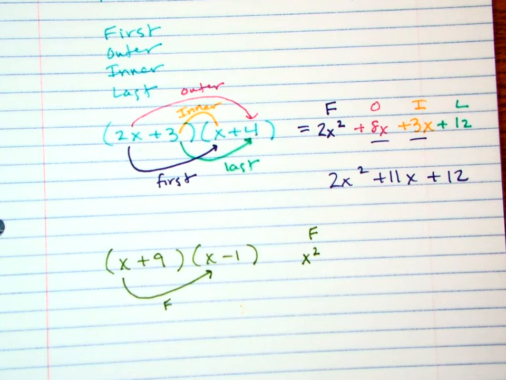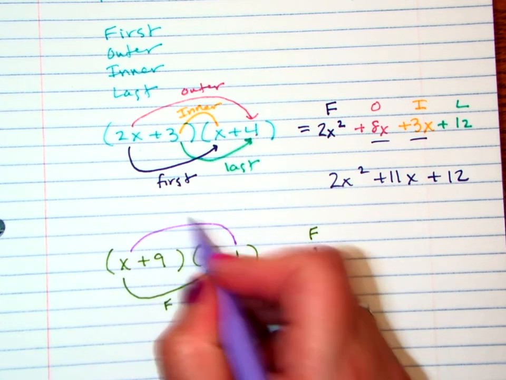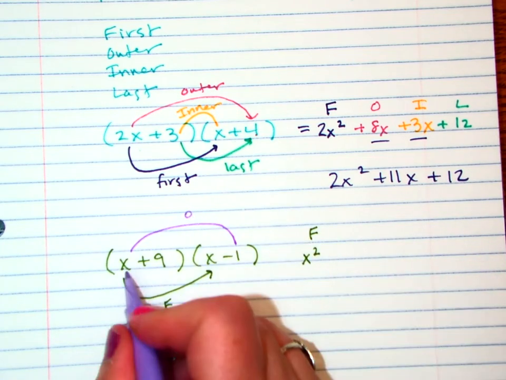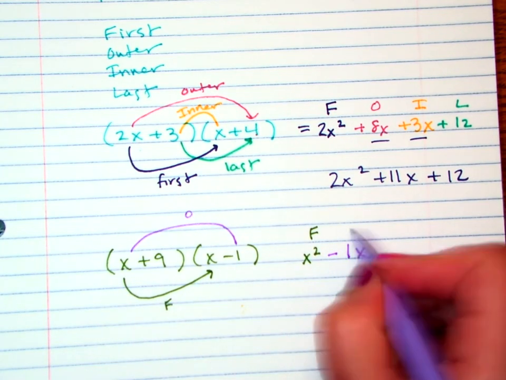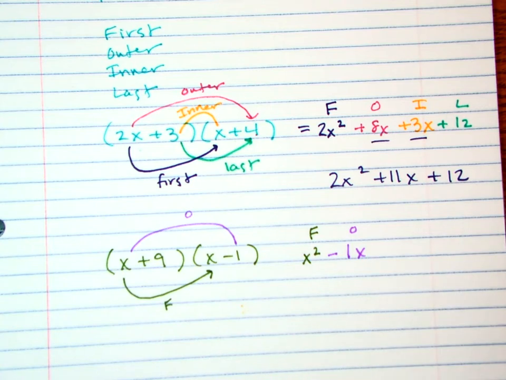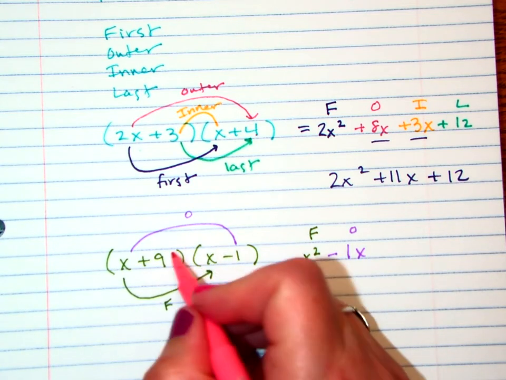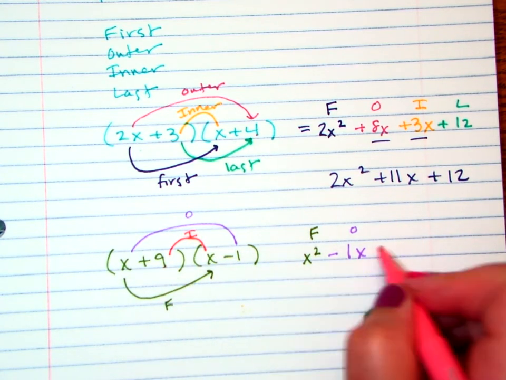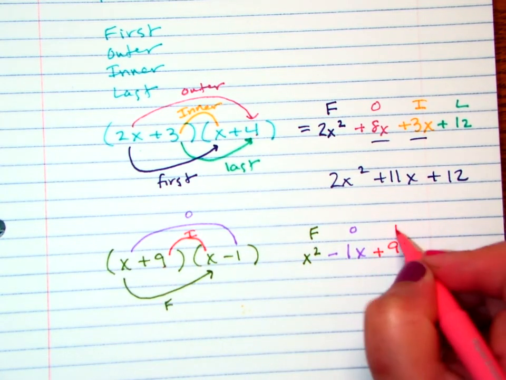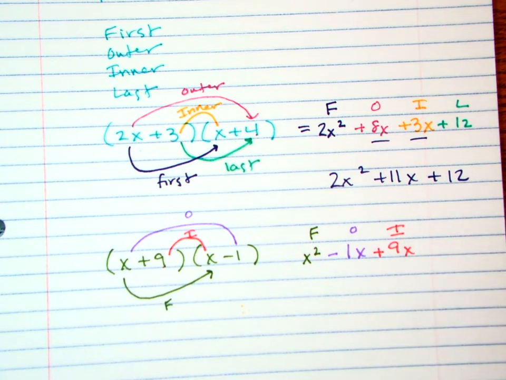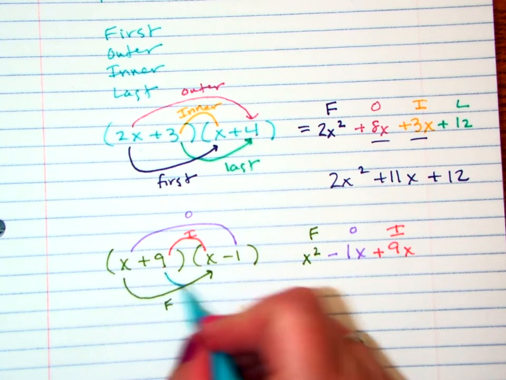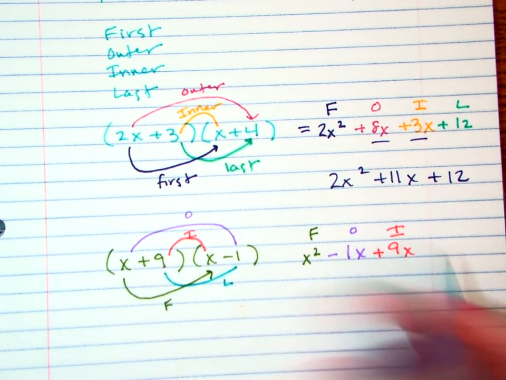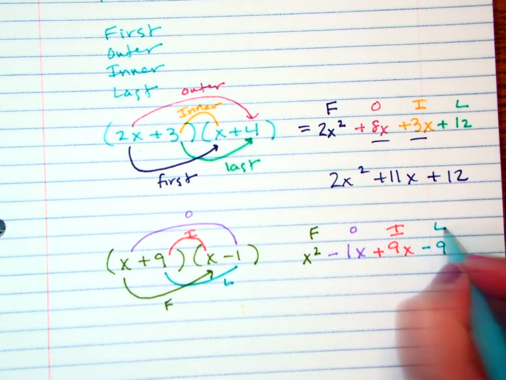Then this time I'm going to write the outer two terms: x times a negative 1, so minus 1x. Then my inner two terms, the ones on the inside: 9 times x, which is plus 9x. And then the final one, the last two terms: 9 times the negative 1, minus 9, is my last.